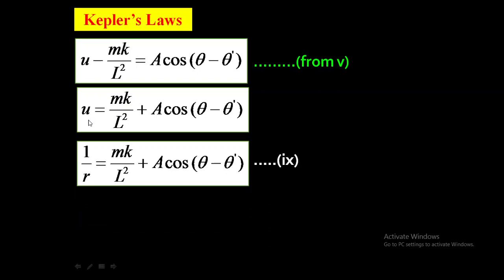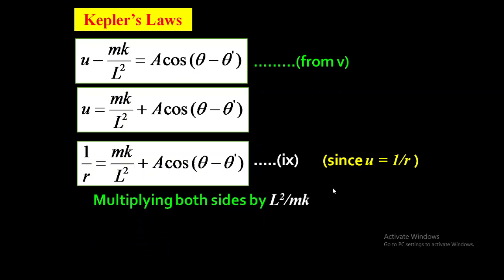And then we know that u is equal to 1 by r, so we will get 1 by r is equal to mk upon L square plus a cos (theta minus theta dash). This is equation number 9, and we know that u is equal to 1 by r.